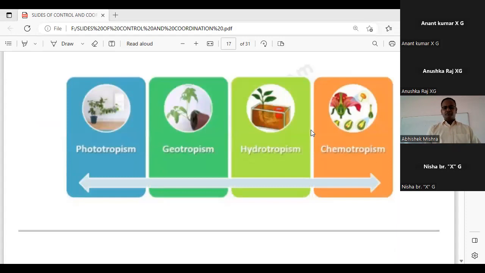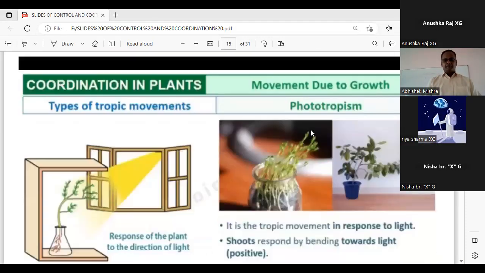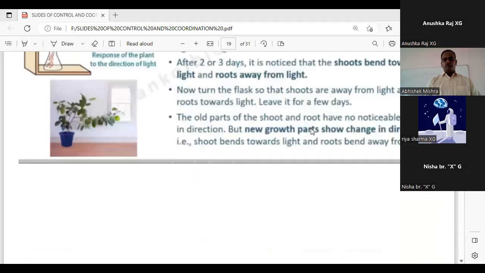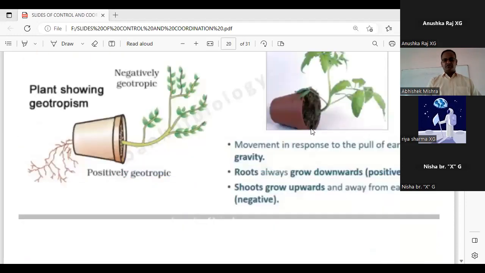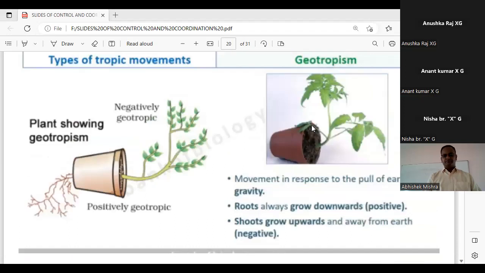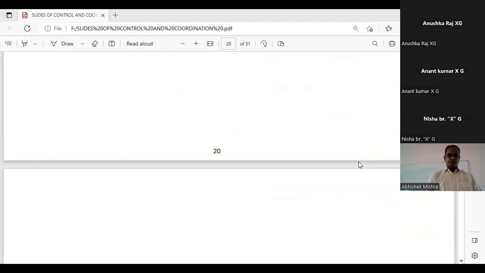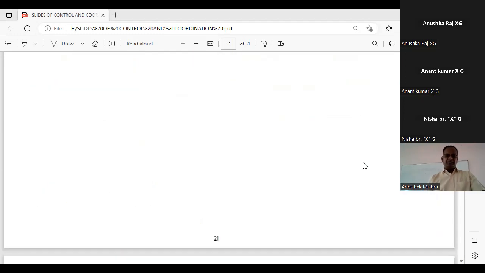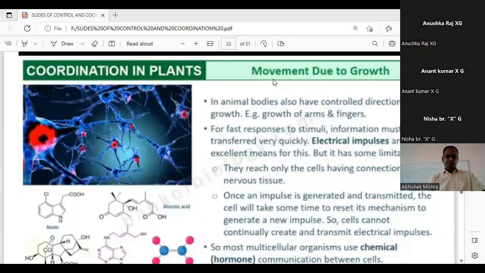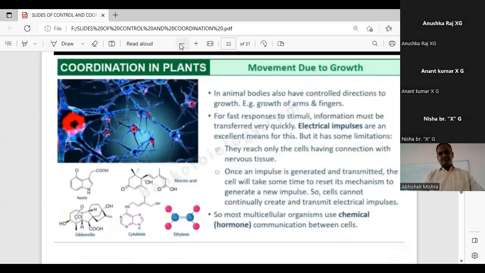Now we are coming to the next movement, that is nastism. What is photonastism, students? Okay, Nisha again. Non-directional movements in plants in response to light. Okay, can you give an example? Opening and closing of the dandelion flower in response to light. Okay, correct.